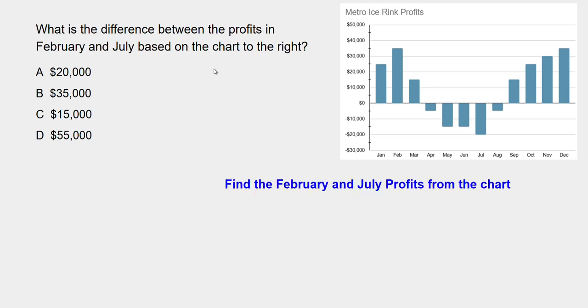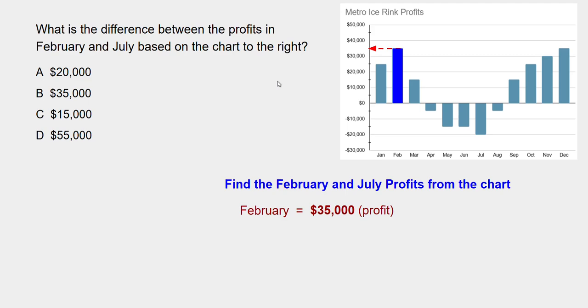So let's get started. We want to find the February and July profits from the chart first. So let's look at February. We highlight the February bar. We focus on this and we look over at our scale, and it appears like the February profits were about $35,000. We don't need to be worried about being too precise here because there are only 4 answers available to us. And even if we guess a little bit wrong, we should be very close to the right answer.